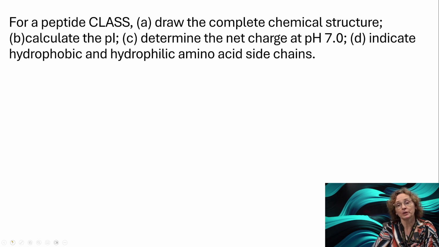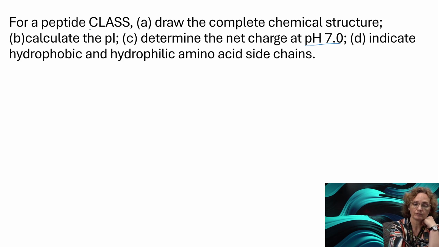For this problem, we are given a peptide, a pentapeptide, CLASS, and we are asked to draw the complete chemical structure, probably at pH 7. Let's do it at pH 7. Calculate the pI and determine the net charge at this pH 7 and indicate hydrophobic and hydrophilic amino acid residues.